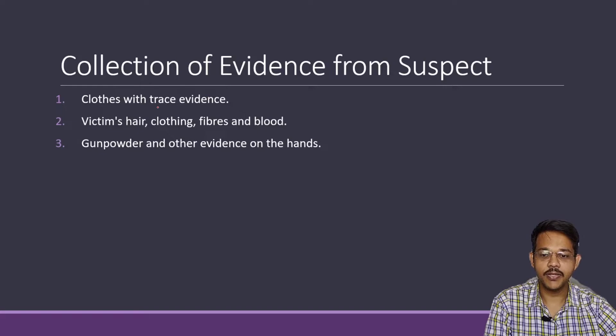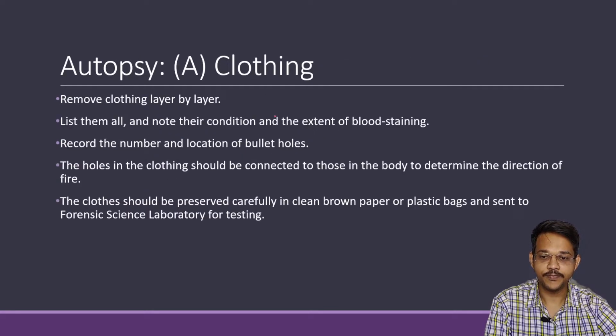Then from the suspect, we have to collect the clothes along with trace evidence. The victim's hair, clothing fibers and blood stains, if found on the suspect, have to be collected. Gunpowder and other evidence on the hands: when a firearm is fired, there is a chance that gunpowder will be deposited on the hands, usually near the thumb, which has to be collected.